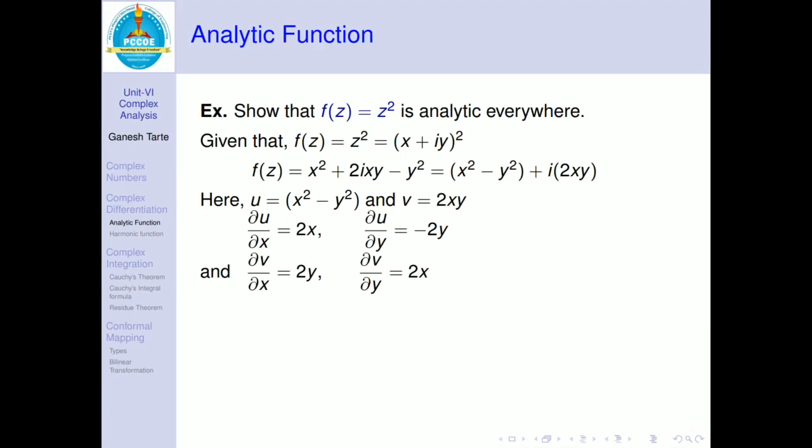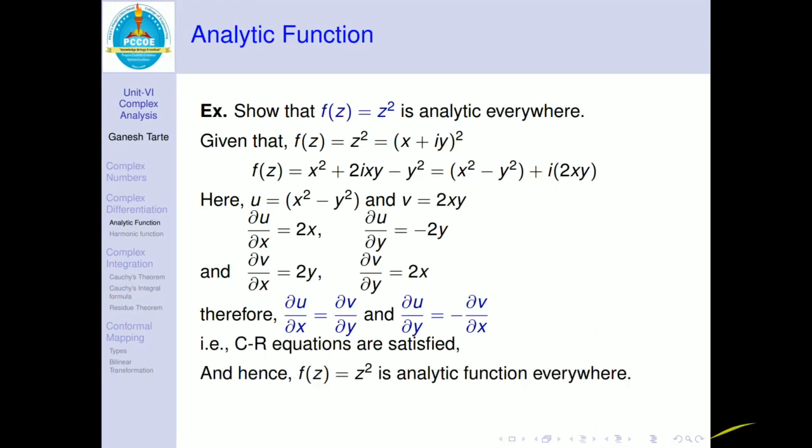So by simple observation, u with respect to x is same as v with respect to y. First function with first variable is equals to second with second, 2x, and u with respect to y is minus times v with respect to x, means CR equations are satisfied, and therefore given function is analytic everywhere.